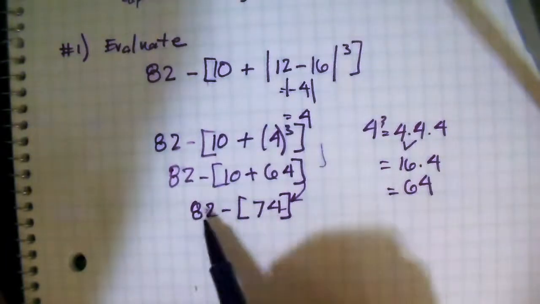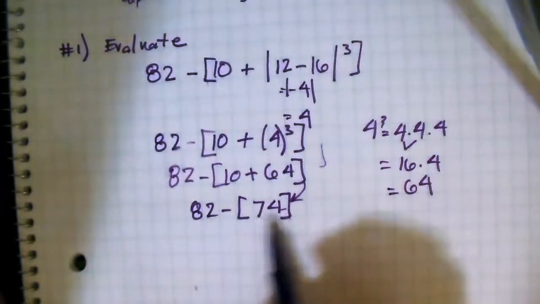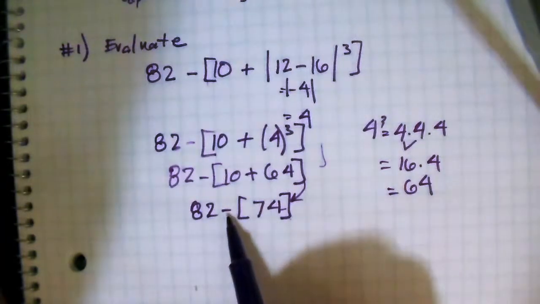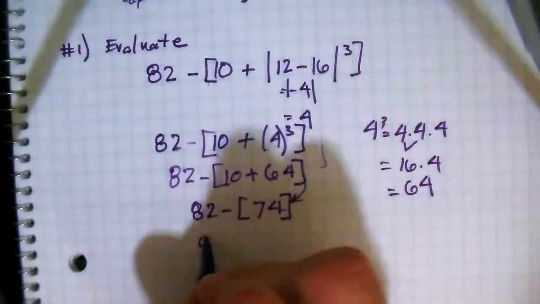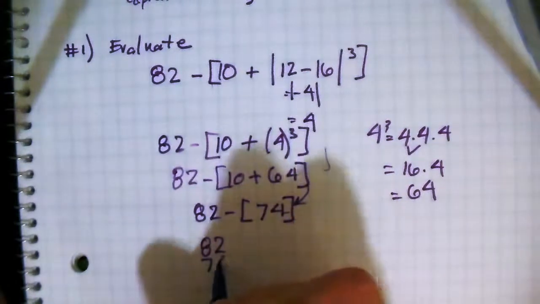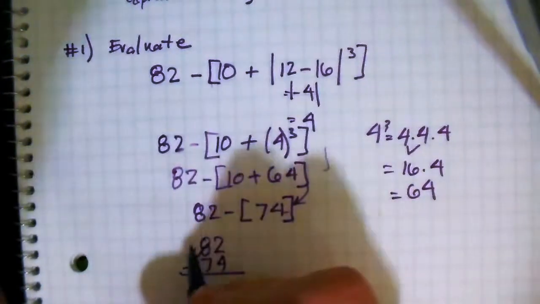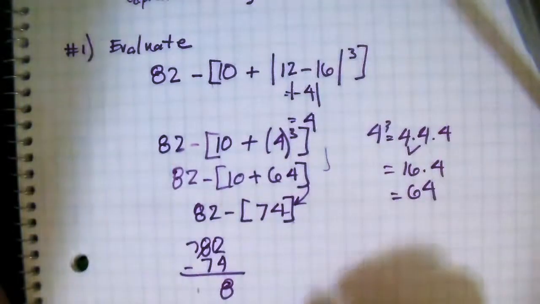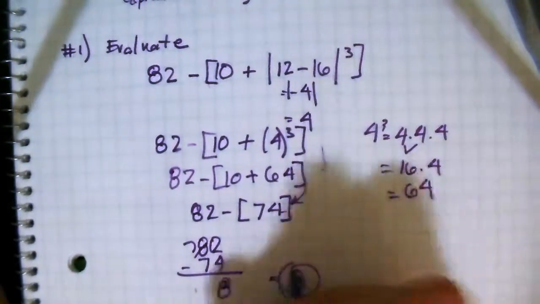So we have no more grouping symbols, no more exponents, no more multiplication or division. We do have addition or subtraction. We have subtraction right here. So now we're left with 82 minus 74, which you can probably do in your head. I'll work it out just so you see it all. That gives us 8. So the final answer here is 8.